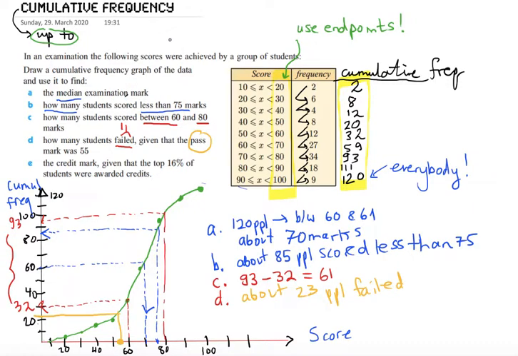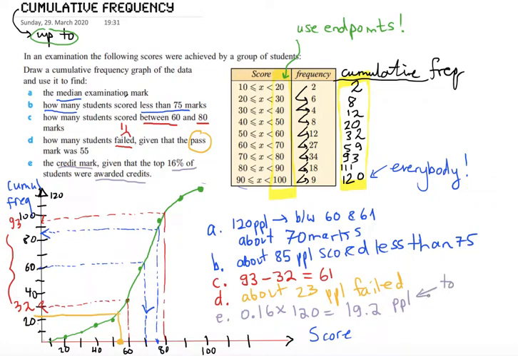Okay. And finally, the credit mark. So we have to find the credit mark, given that the top 16% were awarded credits. So only the top 16% got the credit. Okay, first what we want to do is find how many people got that credit. So we have in total 120 people. So let's do 0.16 times 120. Okay, so what we have is 19.2 people, right? This is a decimal, but it doesn't matter.